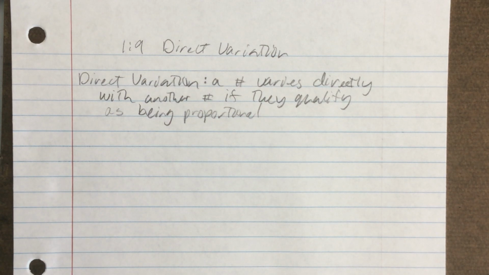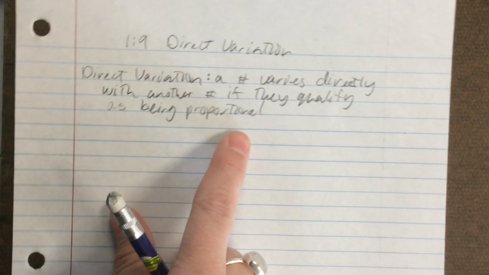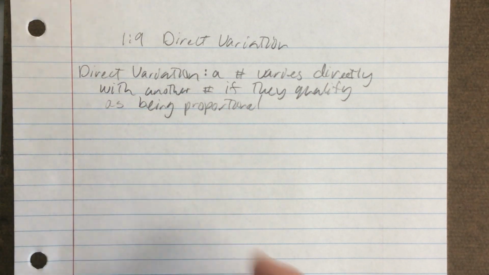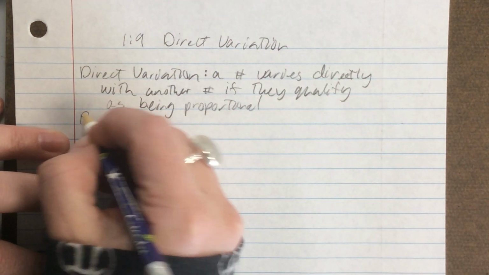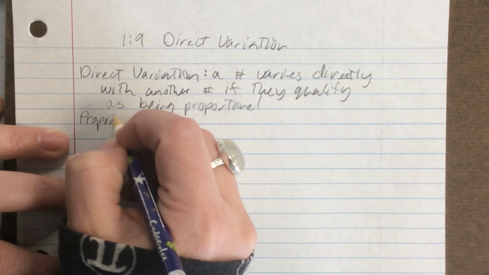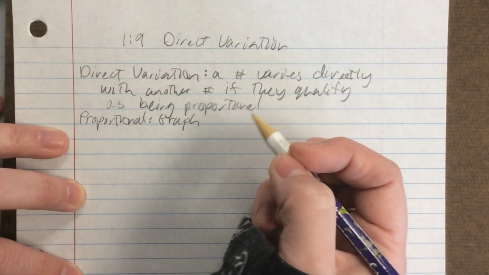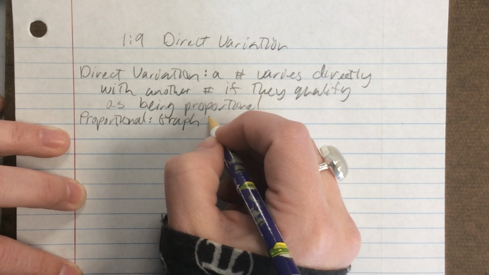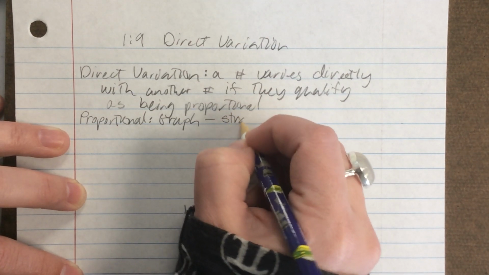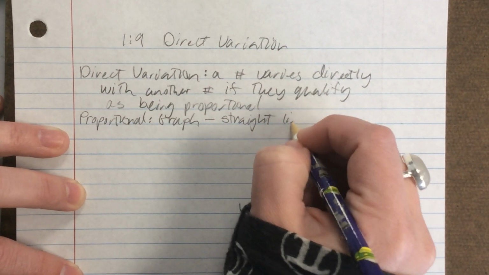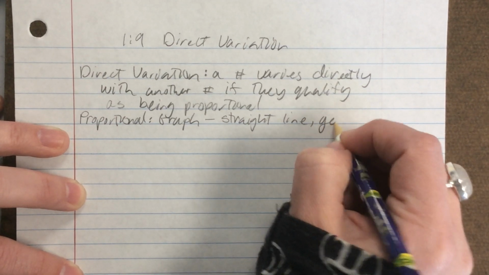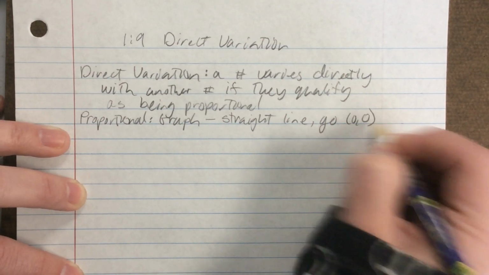Okay, so we've talked about proportionality a lot. And so if we have two numbers that are proportional, we can also say they vary directly or have direct variation. So to remind you what we need for proportional, on a graph, two things, right? It has to be a straight line and go through the point 0, 0.